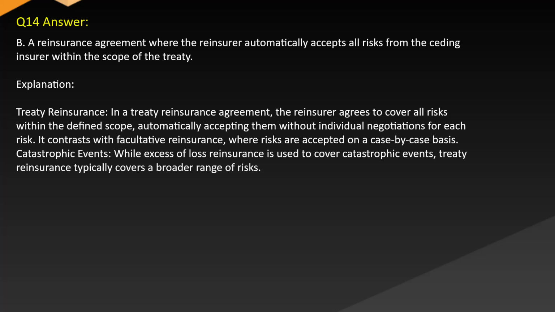Answer: B. A reinsurance agreement where the reinsurer automatically accepts all risks from the ceding insurer within the scope of the treaty. Explanation: Treaty reinsurance. In a treaty reinsurance agreement, the reinsurer agrees to cover all risks within the defined scope, automatically accepting them without individual negotiations for each risk. It contrasts with facultative reinsurance, where risks are accepted on a case-by-case basis. Catastrophic events. While excess of loss reinsurance is used to cover catastrophic events, treaty reinsurance typically covers a broader range of risks.